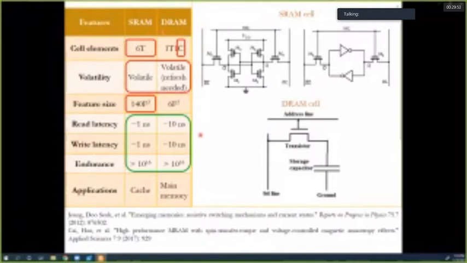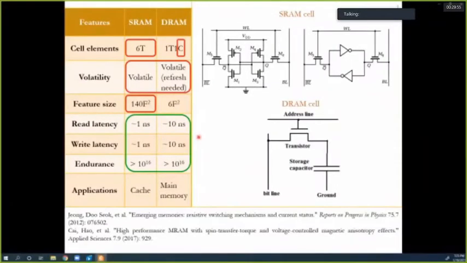We learned that both of them are very fast, so their read and write latencies are in the order of nanoseconds, where SRAM is even faster than DRAM. We also learned that these two memory devices can be cycled up to a very large number, in the order of 10 to the power 16, without any deterioration of the cell states.